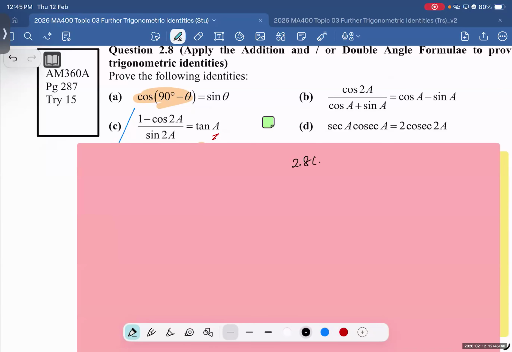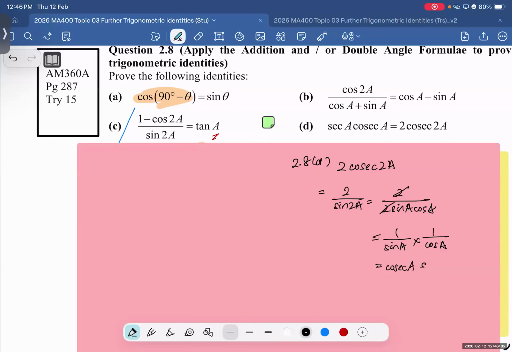2.8 D. I start from 2 cosecant 2A because it's easier to strip down a big angle. Can I say this is 2 over sine 2A, which is 2 over 2 sine A cos A. Cancel. 1 over sine A times 1 over cos A, which is cosecant A secant A. Look at this, so beautiful.